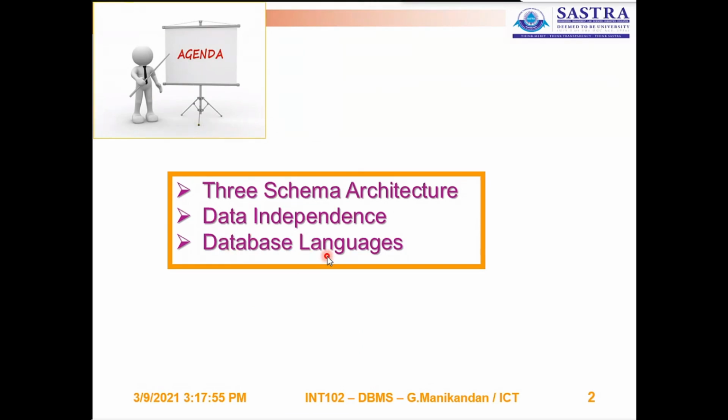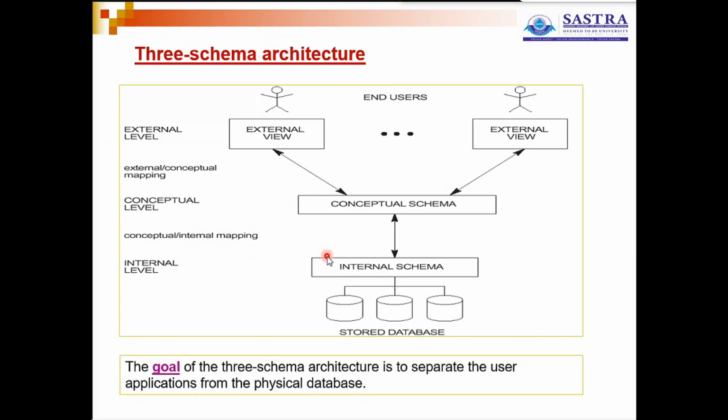Okay. So this is the diagrammatic representation for your three schema architecture. You are going to have three different levels: external level, conceptual level, and the internal level. In each and every level, a schema is associated. So here we are going to have the external schema, here you are going to have the conceptual schema, and here you are going to have the internal schema. And in the lowermost layer, you will be having your database.